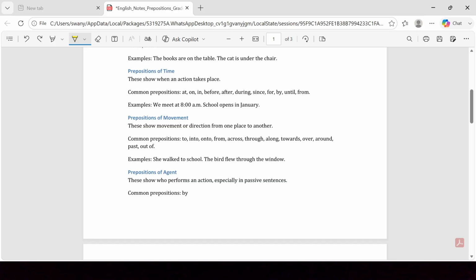Then we have the prepositions of agent. These show who performs an action, especially in passive sentences. A common preposition is by.